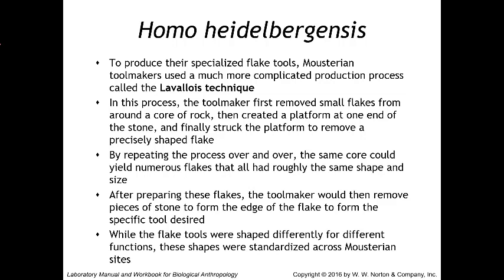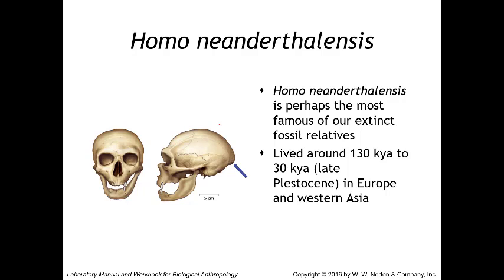So that's Homo heidelbergensis. What ties us into our next group is our Mousterian tool technology, because like I said, Mousterian tool technology used to be mostly known as Neanderthal. You would say Mousterian tools, you automatically think Neanderthals. So Homo neanderthalensis is perhaps the most famous of our extinct fossil relatives. Homo neanderthalensis lived around 130,000 to 30,000 years ago, so it's fairly recent that they died out. They lived in Europe and Western Asia.